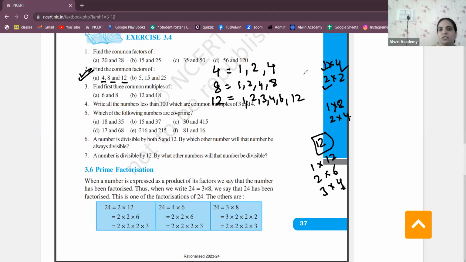What are the common ones here? 1 is common, 2 is common, 4 is common. That's it. Any other common factor? No. So the common factors are 1, 2, 4. That's the answer. Got it everyone or not?